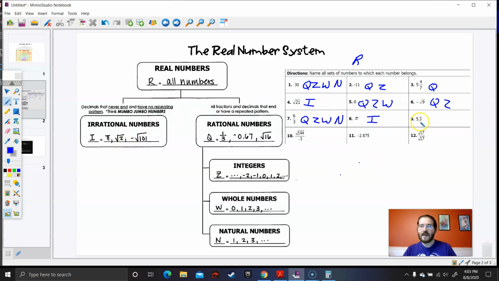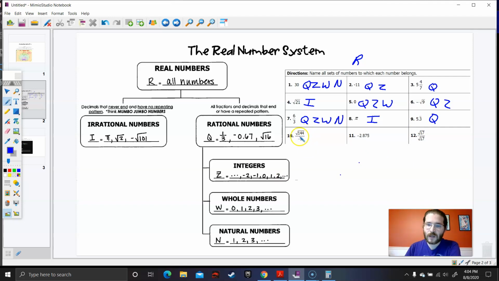What about 5.3? And then we have this little bar over the 3. That's a repeating symbol. So 5.3 repeating. All right. So let's take a look at our notes. We have a repeated pattern, so we know that is a rational number. Can't be anything else because we have that little number after a decimal point.